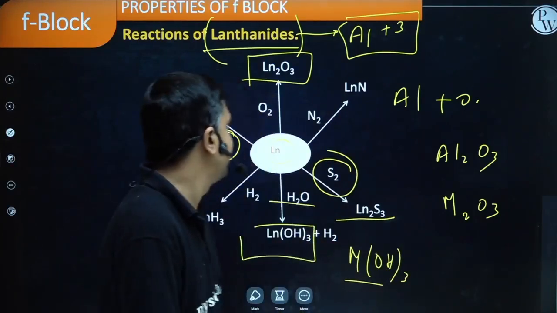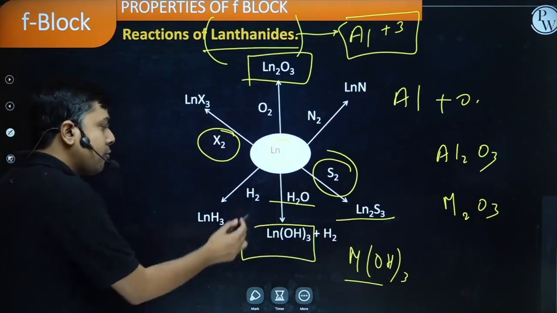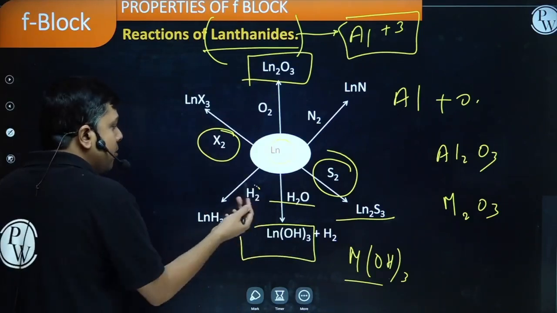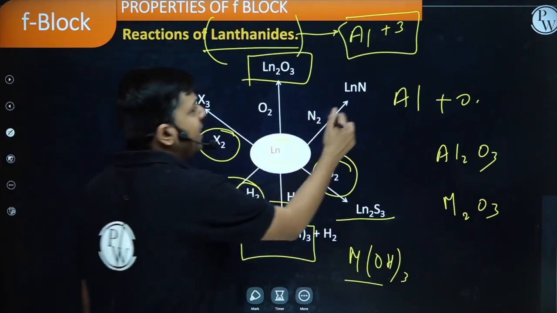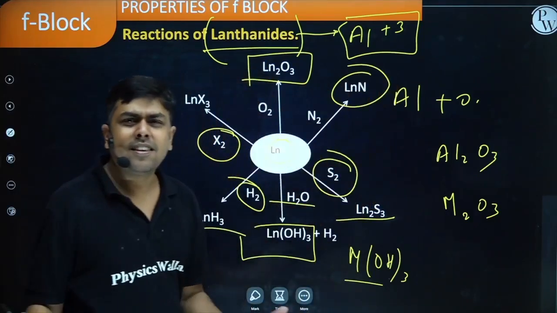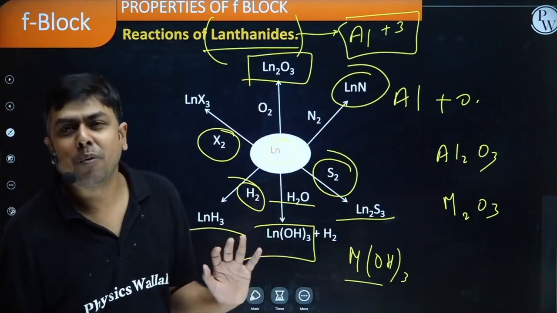Am I clear? With hydrogen, aluminium forms aluminium hydride. Here it will form lanthanide hydride, right? Aluminium forms AlN, here it will form LnN. Just like aluminium, you don't need to bother at all.